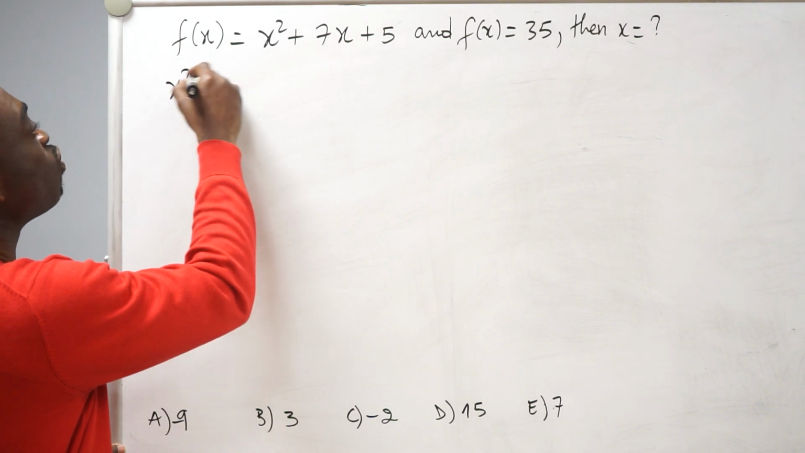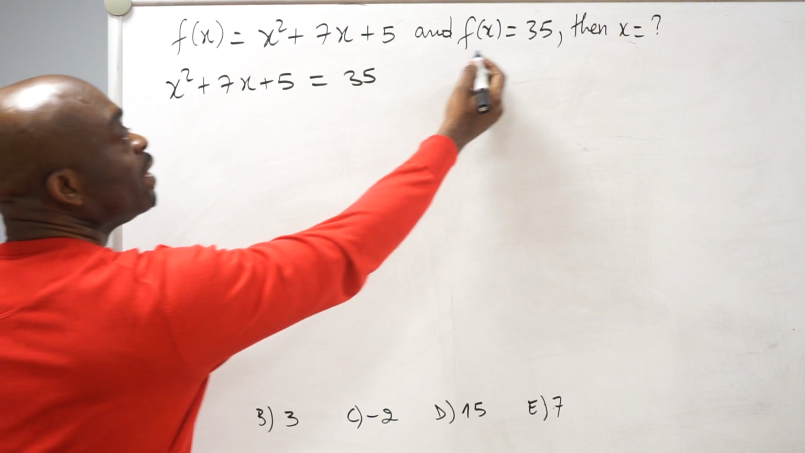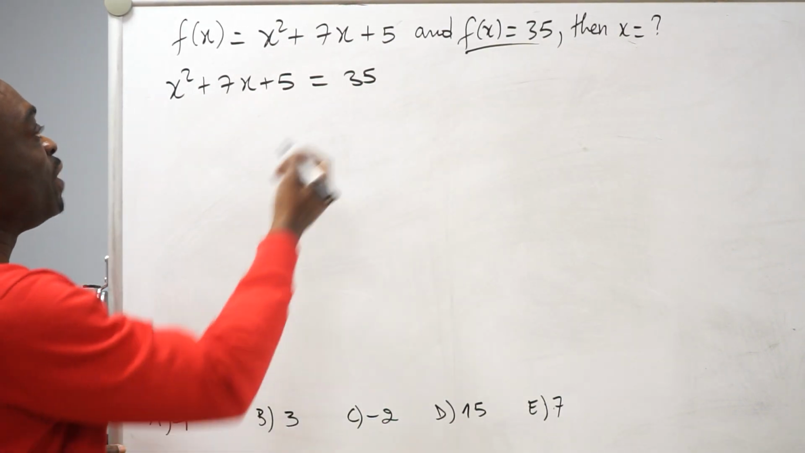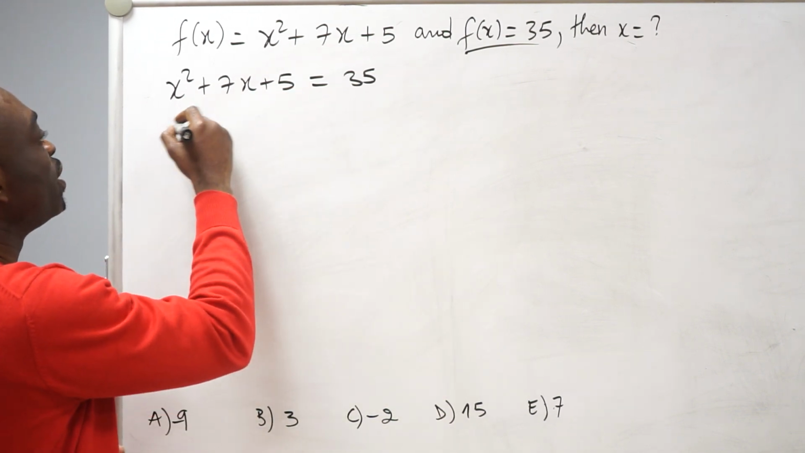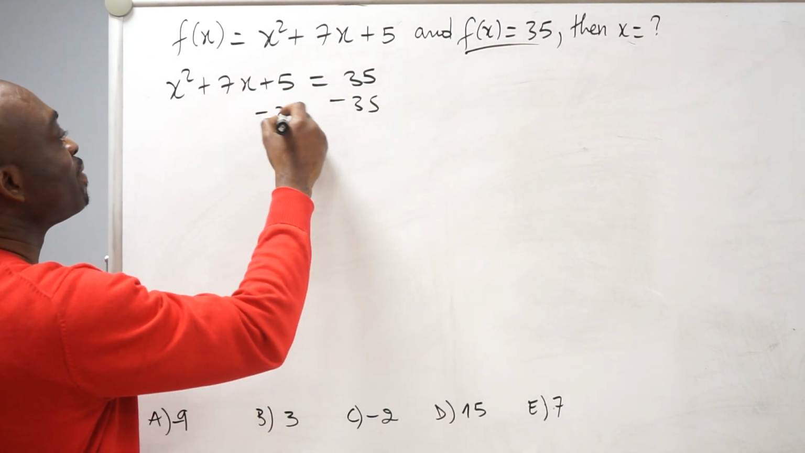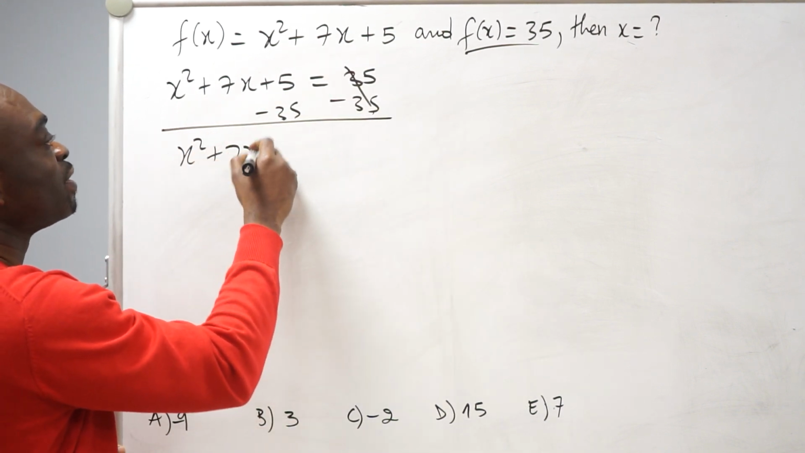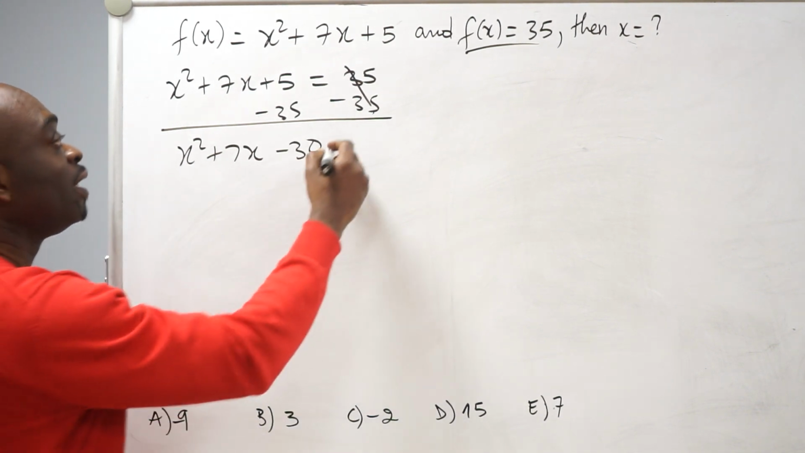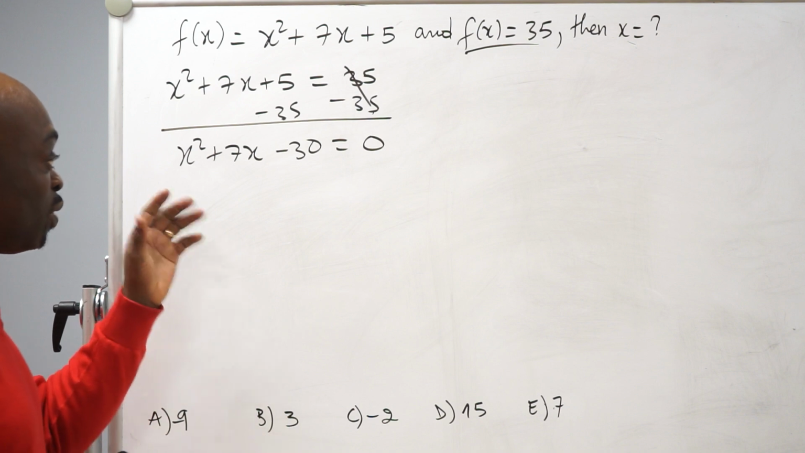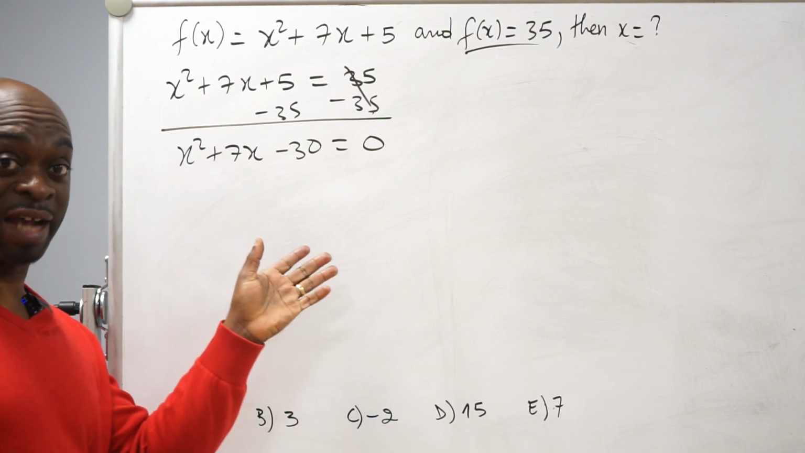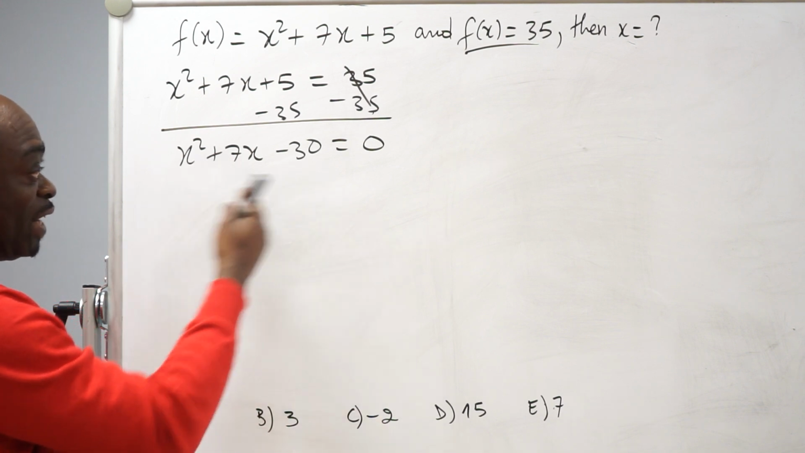So we know that x squared plus 7x plus 5 is equal to what? 35, because that's what this statement is saying. So that means we're going to have to combine 35 and 5, which are whole numbers. So that is negative 35 both sides, correct? So this one is out. So we have x squared plus 7x minus 30 equals 0. So now we're dealing with a trinomial. If you guys remember polynomial, which is a trinomial, so we got to factor or we got to use the quadratic formula. So we can factor if that's possible.